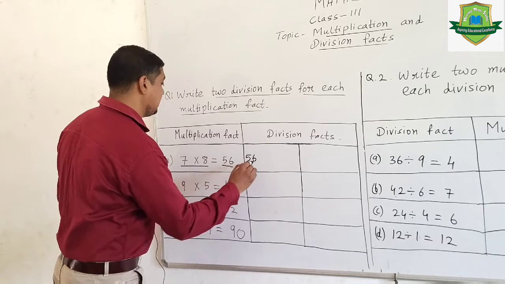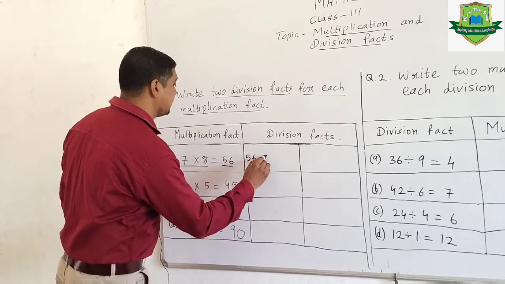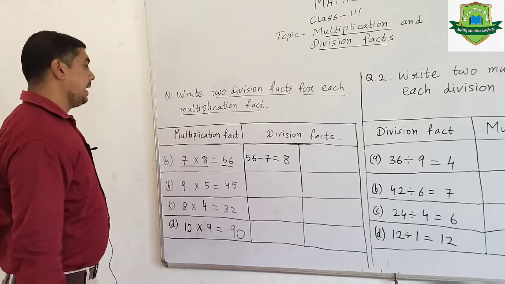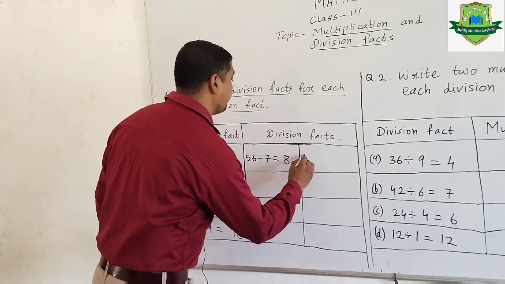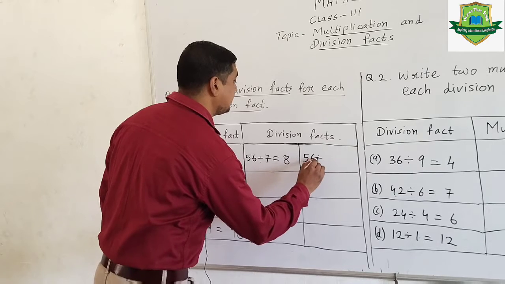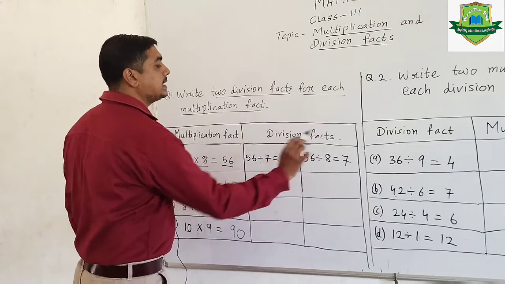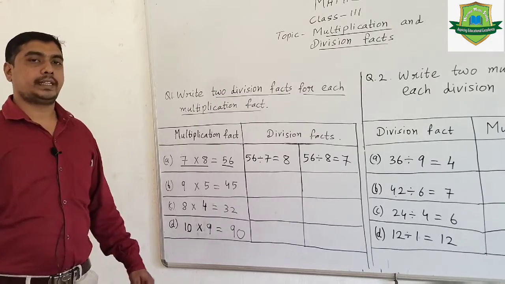56 divided by 7 will give you 8, isn't it? And the second one is 56 divided by 8, it will give you 7. So 8 and 7 are your division facts.